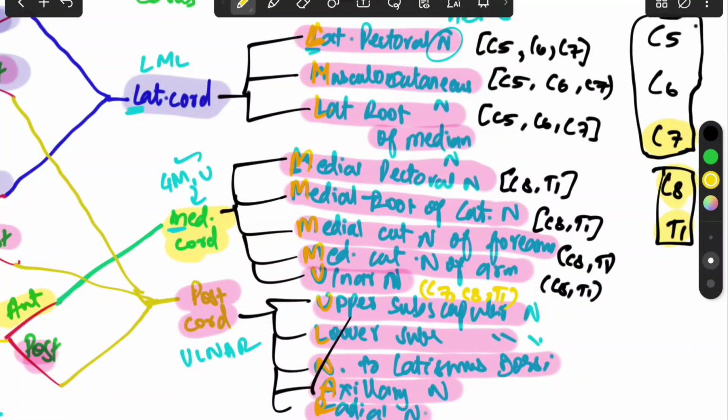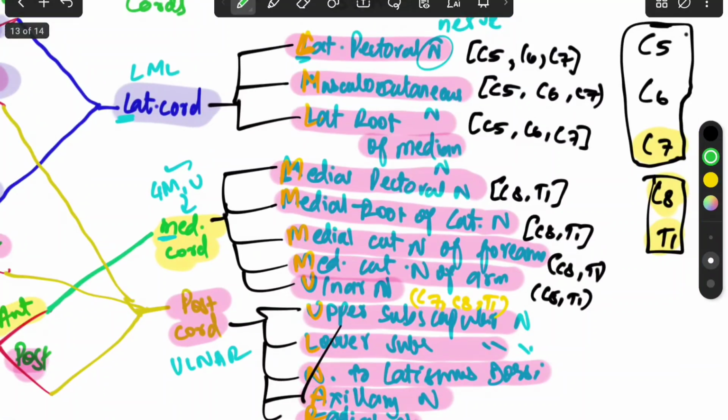Now to remember the posterior cord branches, I am going to mention C5 and C6. So C5 and C6. This one also C5 and C6. This one too C5 and C6. Now there are two exceptions here: the nerve to latissimus dorsi and the radial nerve.